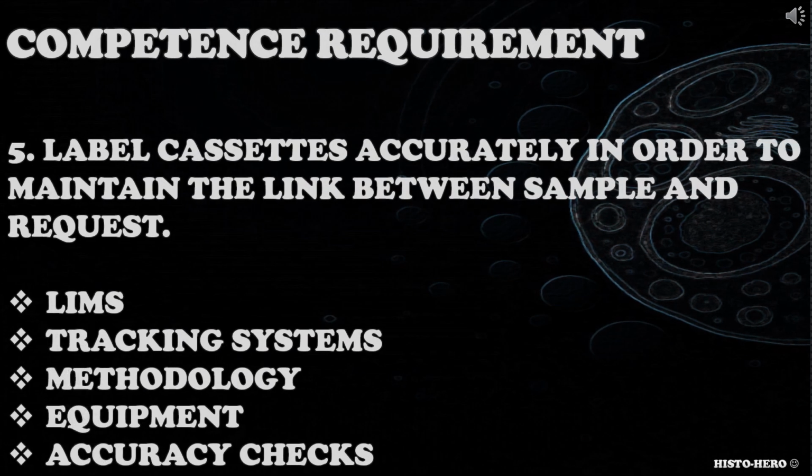The fifth competence requirement is for you to label cassette accurately in order to maintain the link between the sample and request. Why is specimen labeling important? What labeling system is used in your laboratory? What could happen if the sample was incorrectly labeled? Can the sample be tracked throughout the laboratory? How is the sample tracked in your laboratory? Consider LIMS system, tracking system, methodology used to generate cassettes, equipment used to generate cassettes, checking accuracy of generated cassettes, and so on.